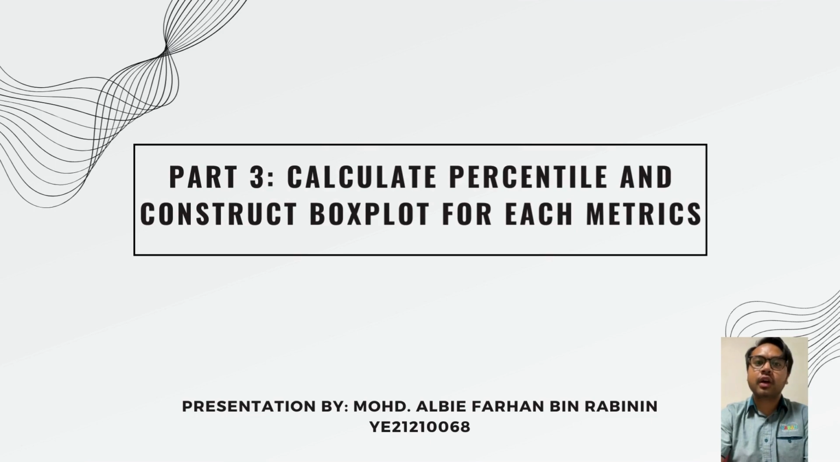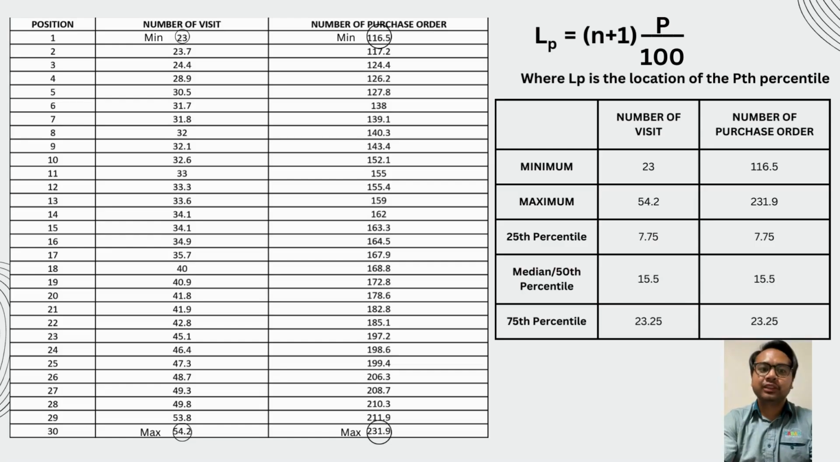Now I'm going to present part 3. The question is to calculate percentiles and construct a box plot for each metric. First, to calculate the percentile, we arrange the data in ascending order.